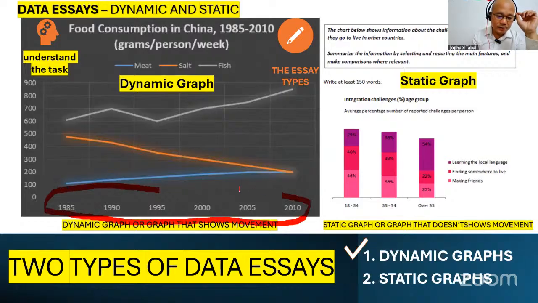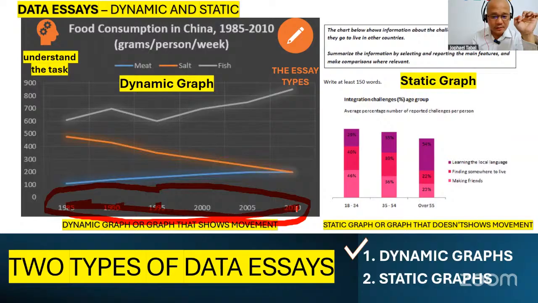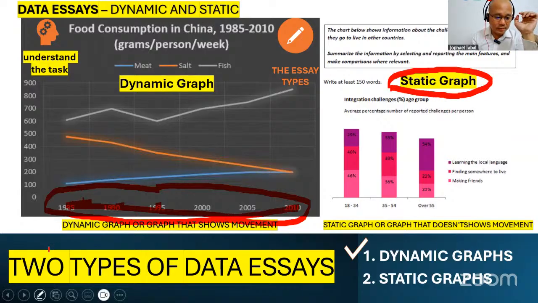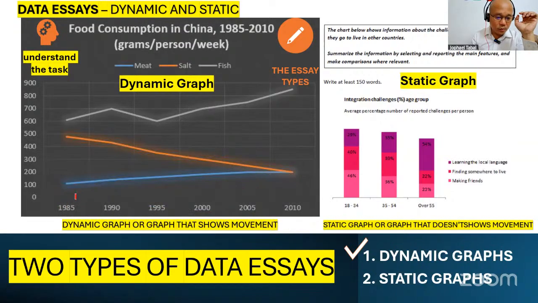For example, in this dynamic graph here, which is a line graph, there's a series of timeline. There is a year 1995, 1990, up to 2010. So there is a series of timeline. Without this, it's called a static graph. Or if there's only one timeline, like this, it is a static graph. But if there are 2 timelines like this, it is a dynamic graph, all right?